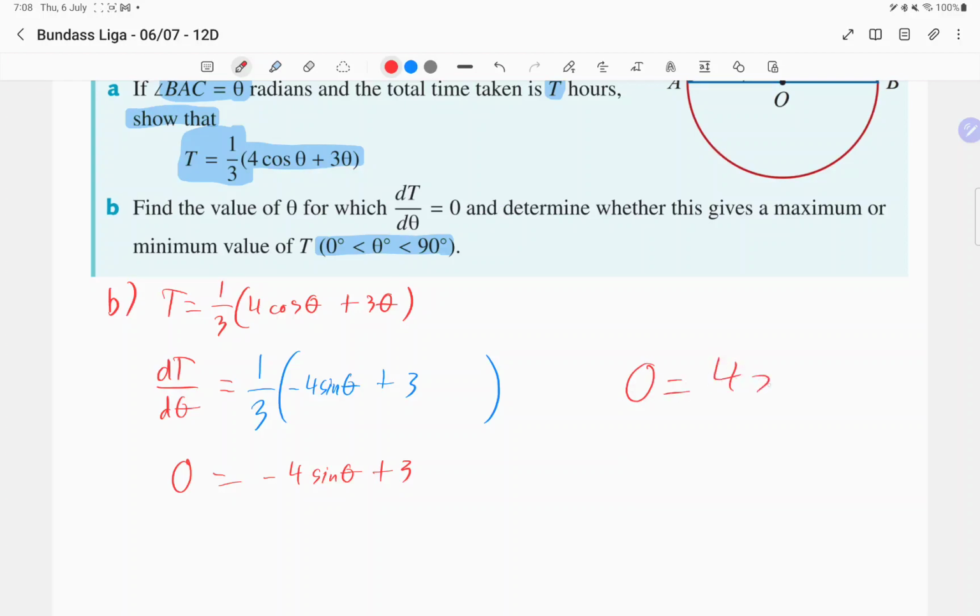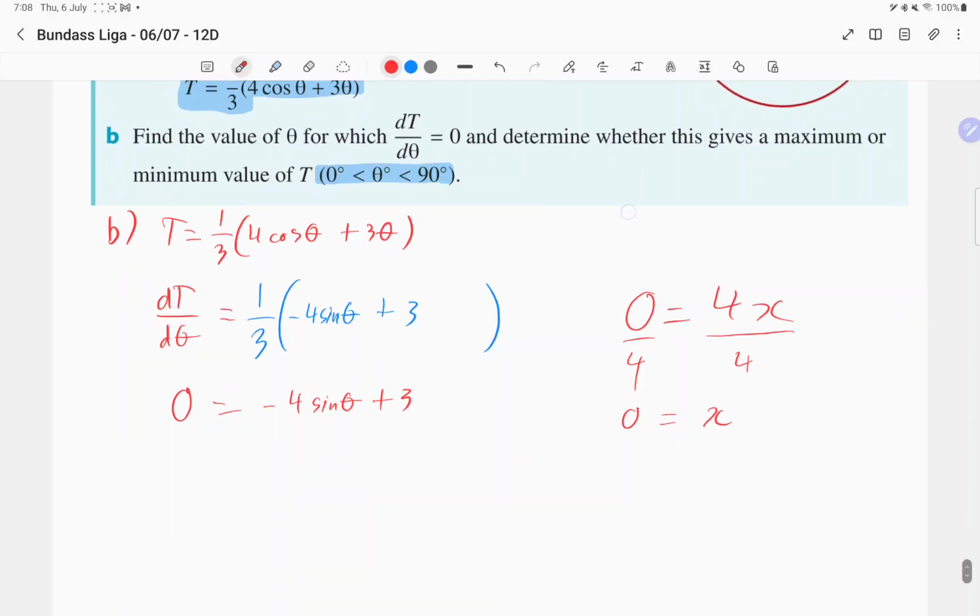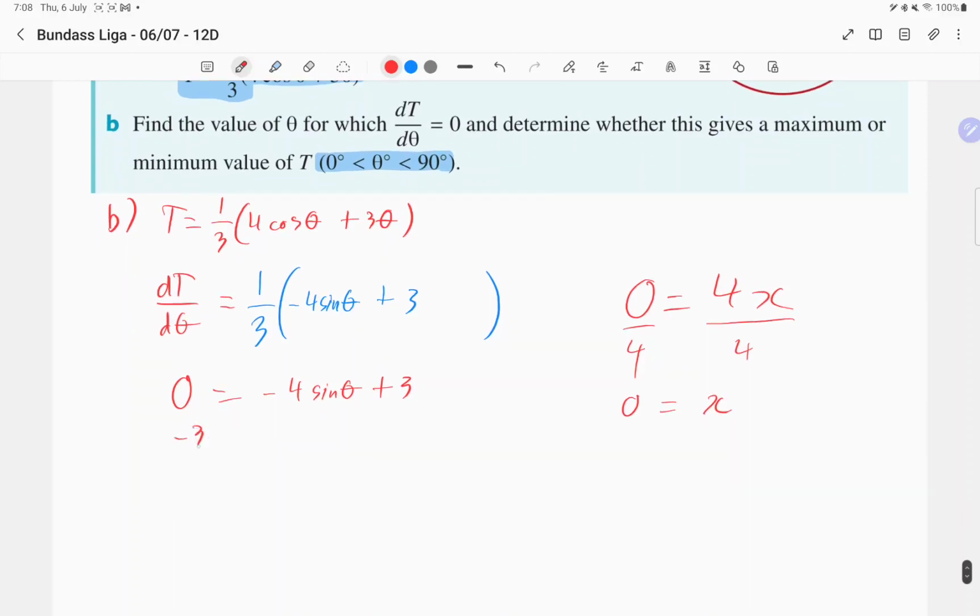If you have 0 equals 4x, then you divide both sides by 4. Doesn't matter what the factor is, then you just get that. Because 0 divided by any number is just 0. So that's why it doesn't matter what the constant factor is, you can just divide both sides by that constant factor, it's gone. In this case, the constant factor is 1 over 3. So then you solve it, move the 3 over. Minus 3 equals minus 4 sine theta, and then 3 over 4 equals sine theta.